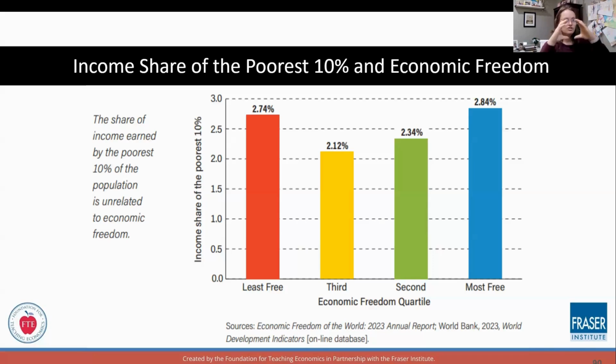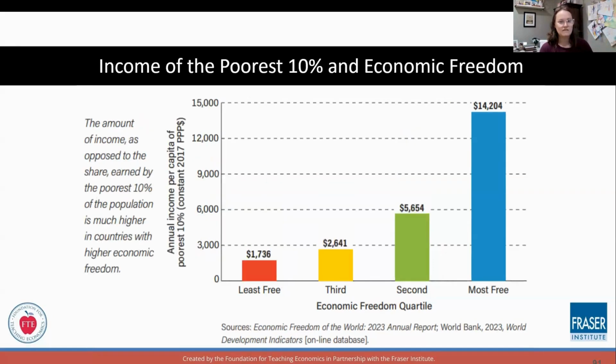Now, would you rather have 2.5% of the Tostino's pizza or 2.5% of the Costco pizza? Right? Would you rather have 2.5% of the GDP of the least free, which was like 6,800? I think I'm high on that. Or would you rather have 2.5% of 68,000? And so what we see is that even though they have about the same share of the income, the amounts are drastically different. And I think this is extremely shocking and a really telling thing about how important economic freedom is to reducing poverty.